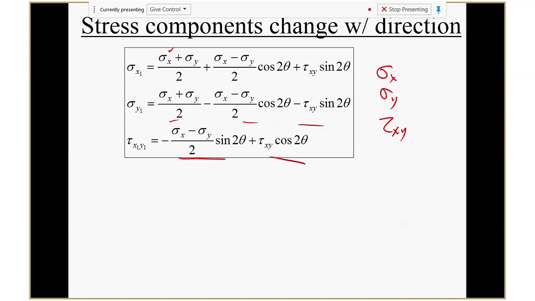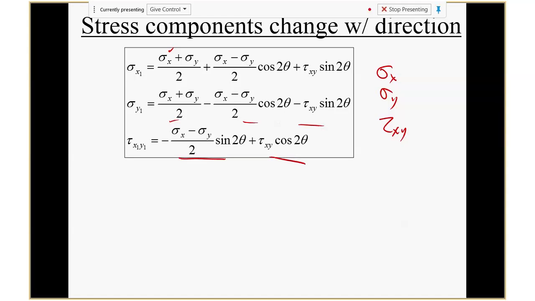With this equation, if I give you any direction, I say, what about 25 degrees? You plug in 25 degrees there, and you'll get the stress component in that new direction. I give you any angle, you can put 45, 29, 36, whatever degree, and you get the stress in that direction. So now we're done. We can find the stress in any direction.